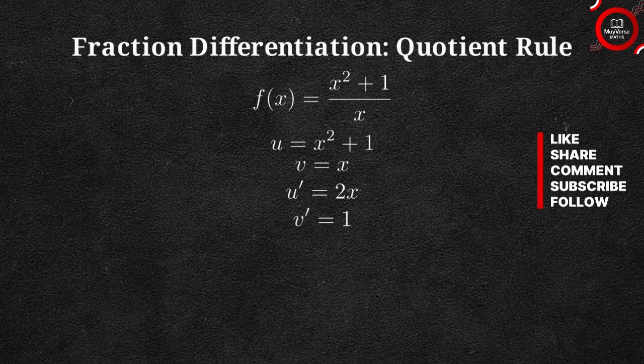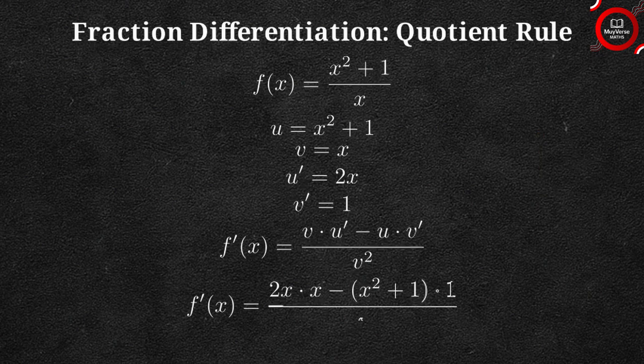Now, apply the quotient rule. F prime of x equals v times u prime minus u times v prime, all over v squared. Substituting, we get 2x times x minus the quantity x squared plus 1 times 1, all over x squared.